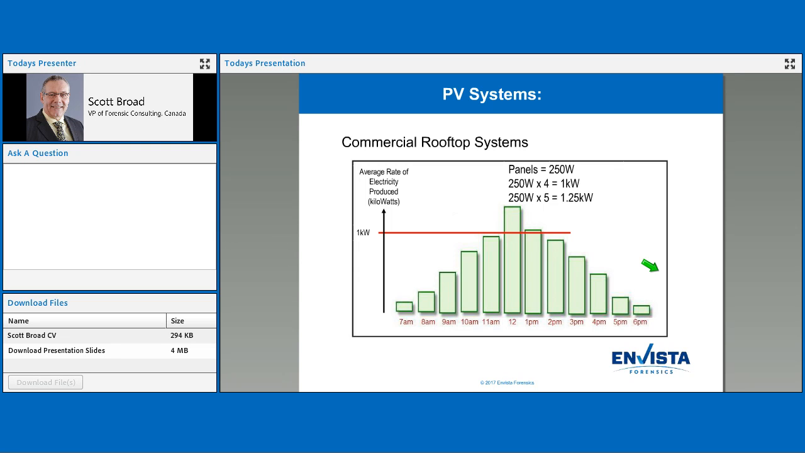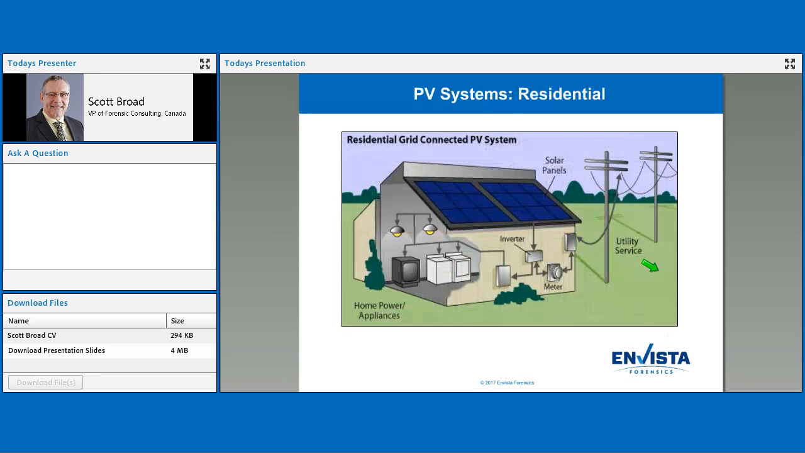Anyways, to continue here, I'm going to show you quickly what a little residential grid connected system looks like. And we'll talk about the grid in a minute.